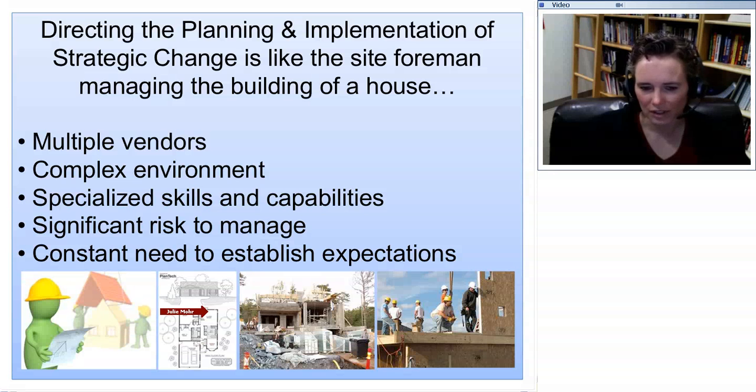And if you've ever seen a home being built, it's just an incredible orchestration of a ton of different vendors that all have to come in at the appropriate time in order to get a house completed in a timely manner. And so when we talk about directing and implementation, we need to kind of think about what the site foreman's role is in all of this, right?